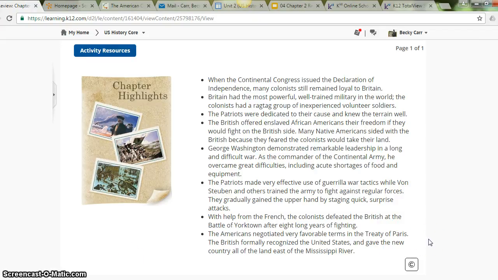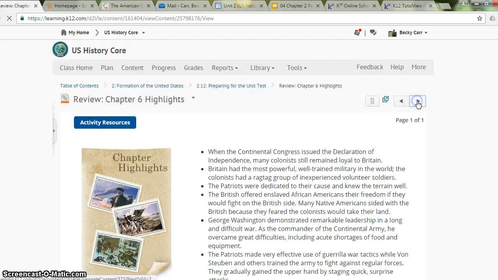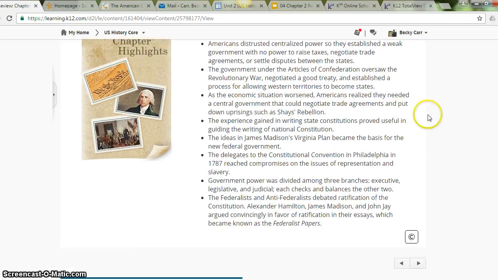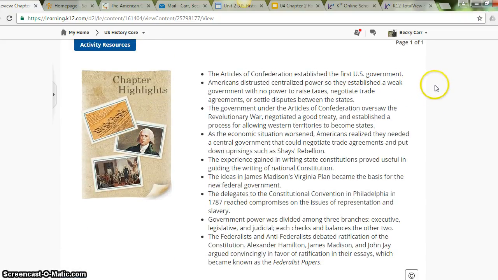The British formally recognized the United States and gave the new country all the land east of the Mississippi River. The Articles of Confederation established the first U.S. government. Americans distrusted centralized power, so they established a weak government with no power to raise taxes, negotiate trade agreements, or settle disputes among the states. The government under the Articles of Confederation oversaw the Revolutionary War, negotiated a good treaty, and established a process for allowing Western territories to become states.